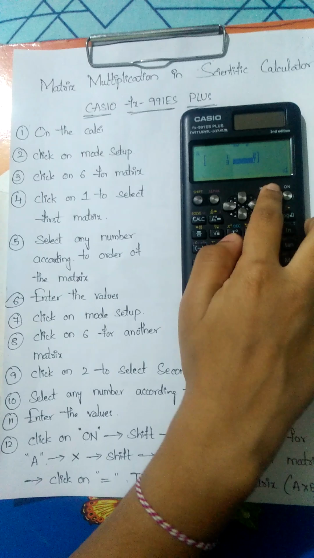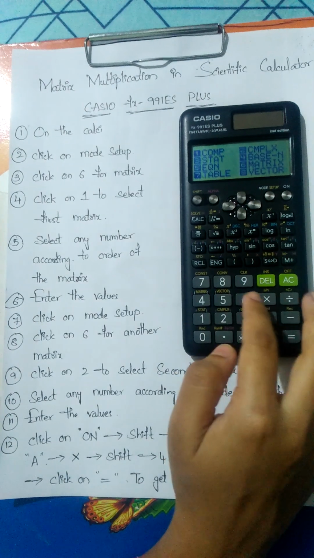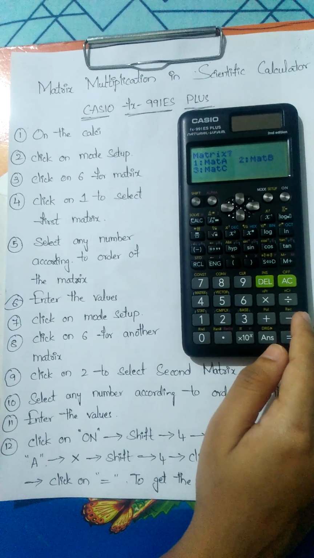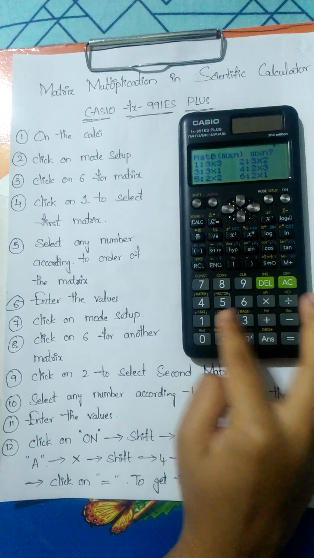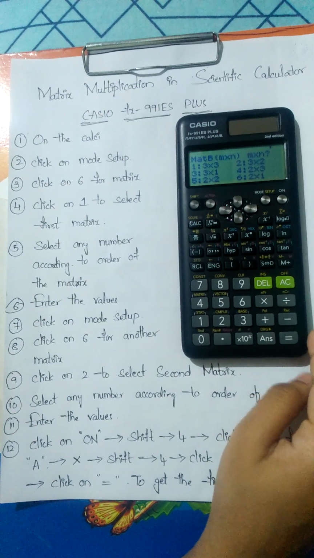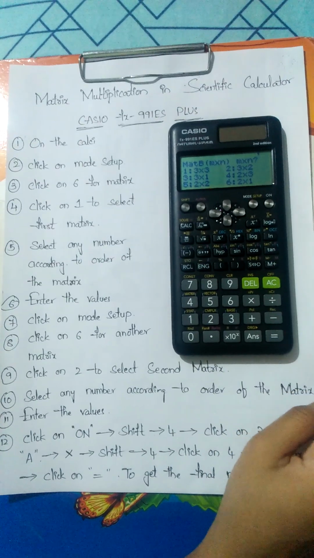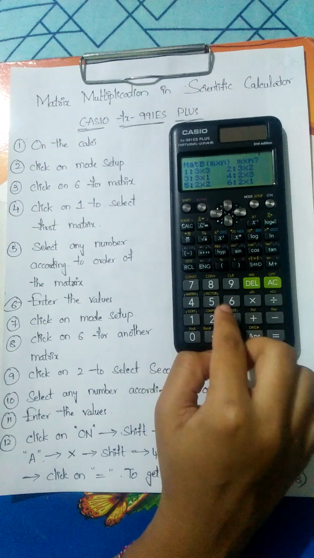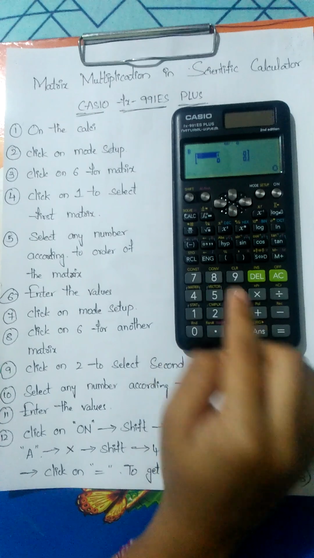Now again click on mode setup. Click on 6 for another matrix. Now click on 2 to select the second matrix, that is B, and select any number according to the order of the matrix. I am taking 2 by 2 matrix.